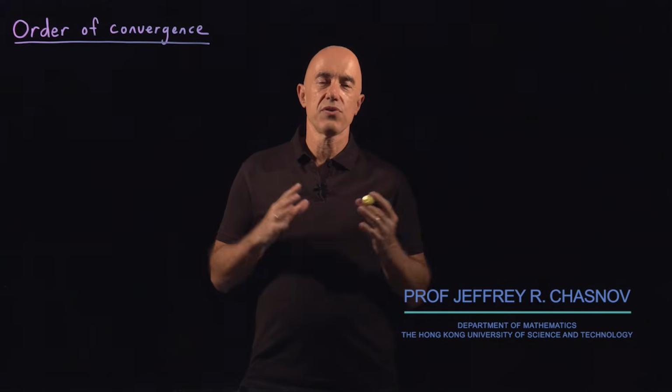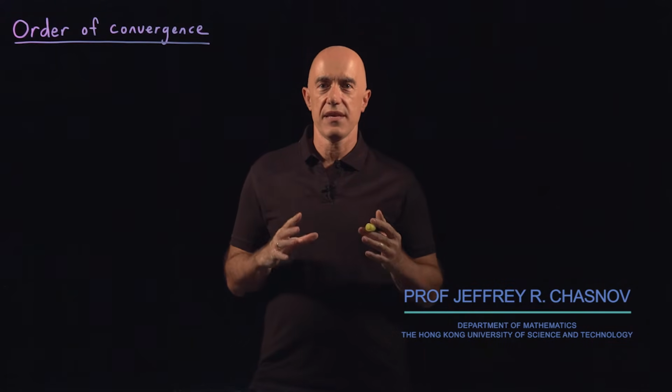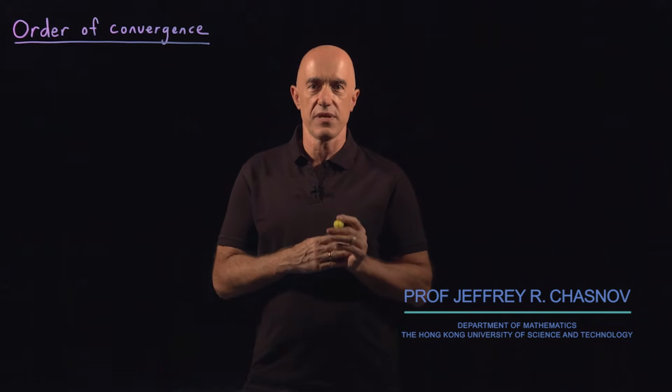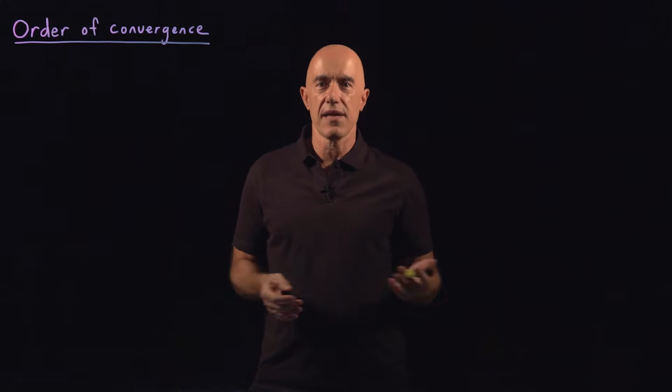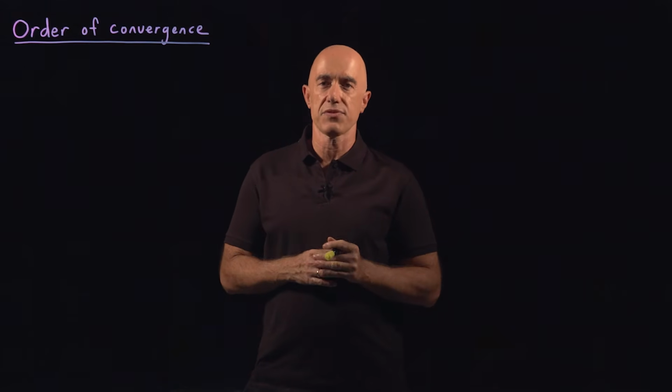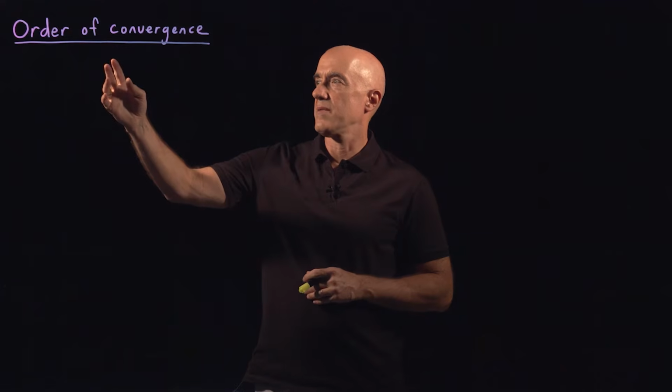So I've already told you that Newton's method is the fastest root-finding routine. Bisection is the slowest, and secant method is somewhere in between. So we ought to quantify that in some mathematical sense. That's the concept of order of convergence.